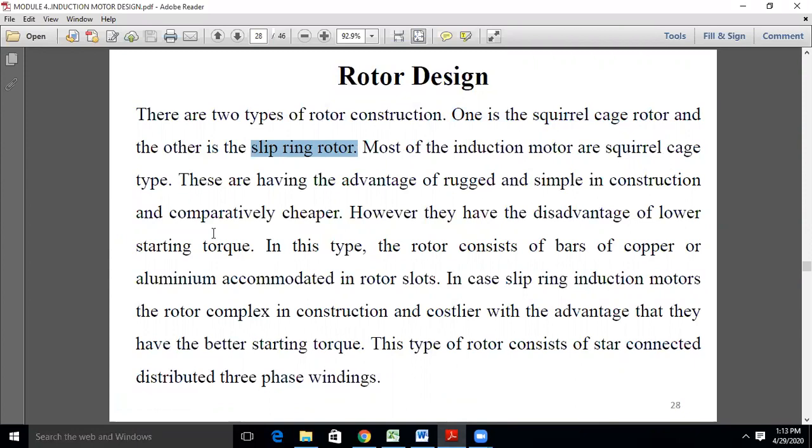In this type, the rotor consists of bars of copper or aluminum accommodated in rotor slots. But in case of the slip ring induction motor, the rotor construction is complex and it is costlier also, with the advantage that it has better starting torque. This type of rotor consists of star connected distributed three-phase windings.